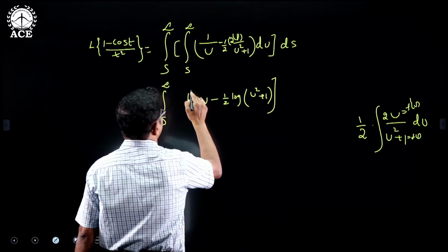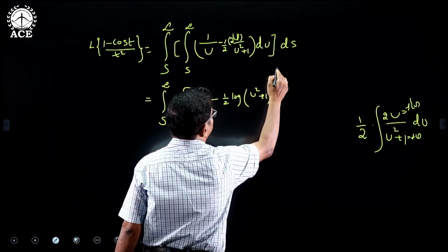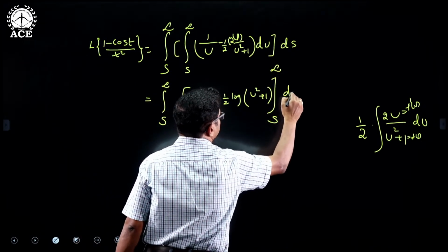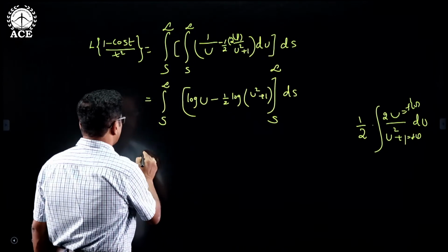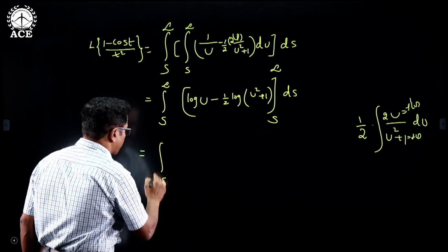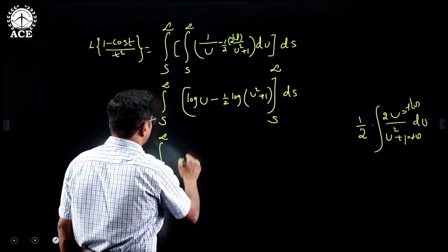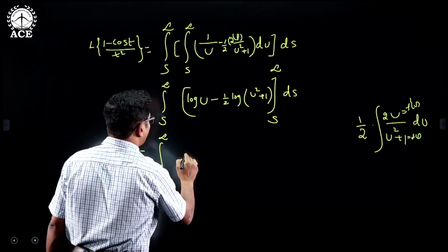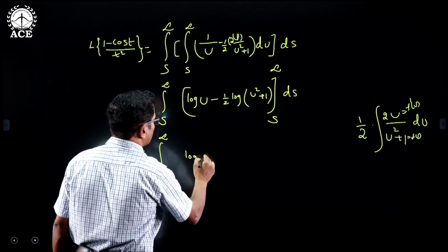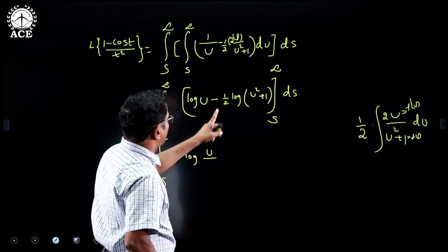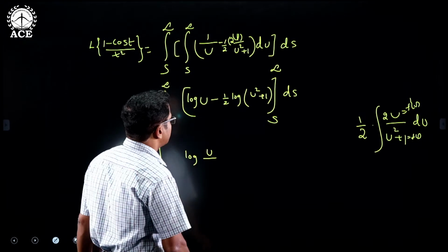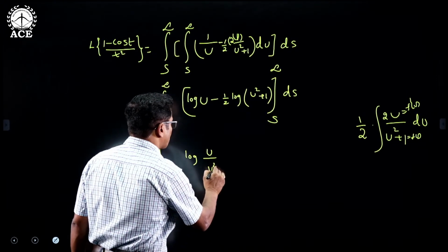Over the limits s to infinity, ds. So which is equal to the integration from s to infinity. Here I am trying to simplify this: log of u minus half log of (u square plus 1), which means log of u by the square root of (u square plus 1).